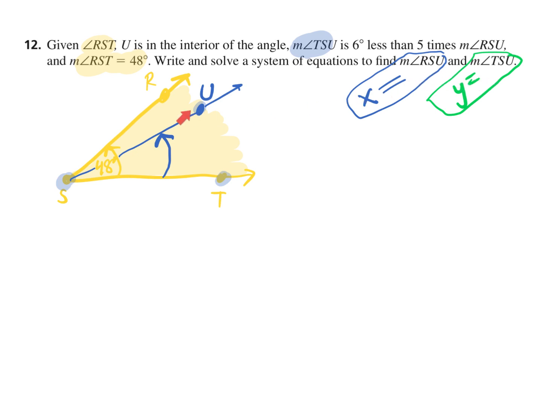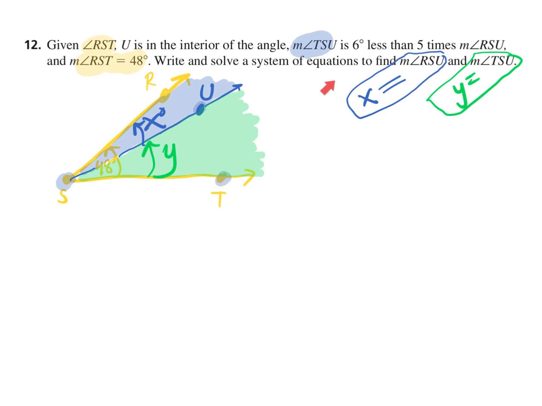RSU, from the R to the S to the U, that's this blue rotation, and we're saying that that is x degrees. So let's label that in the picture as x degrees. And then the measure of angle TSU, from the T to the S to the U, that's this green rotation. We're going to label that as y. All right, it's time to build our system of equations.